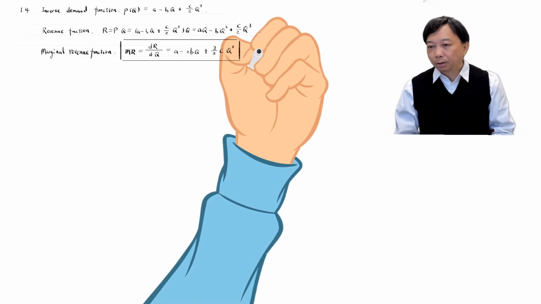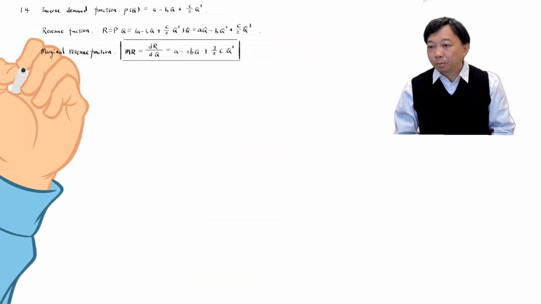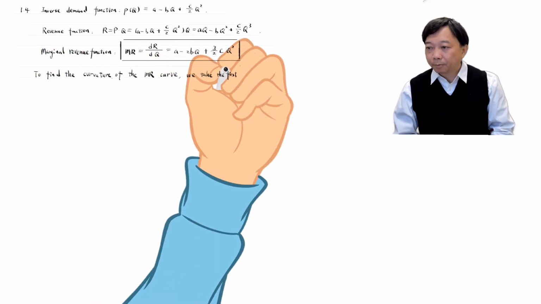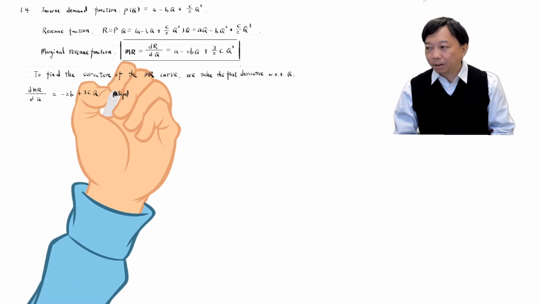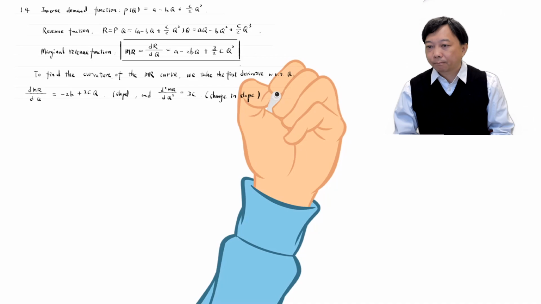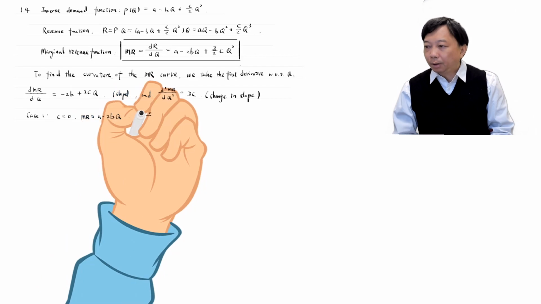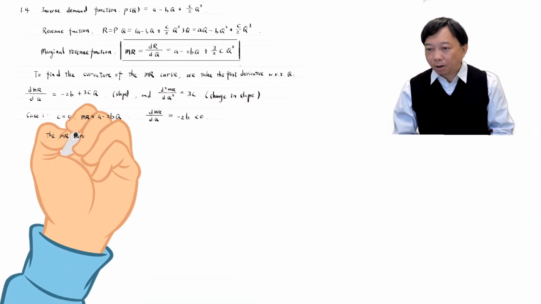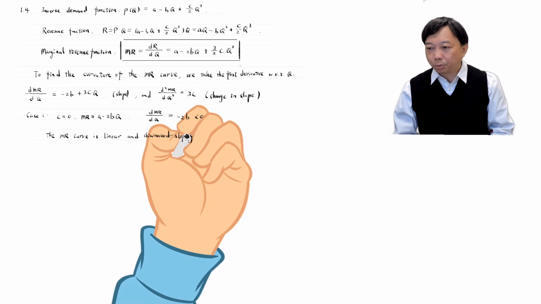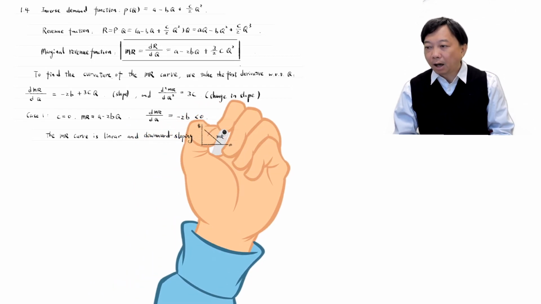We focus on the marginal revenue curve. To find the curvature of the curve, we need to find its slope and the change in the slope. The slope is the first derivative of the curve function, and the change in the slope is the second derivative. Here is the marginal revenue curve. In case 1, C equals 0. The first derivative is a negative constant, so the marginal revenue curve is linear and downward sloping.